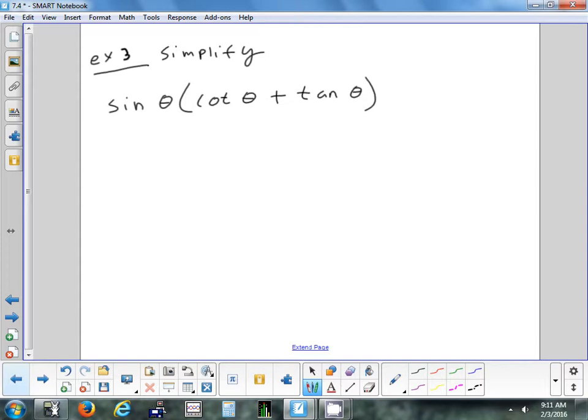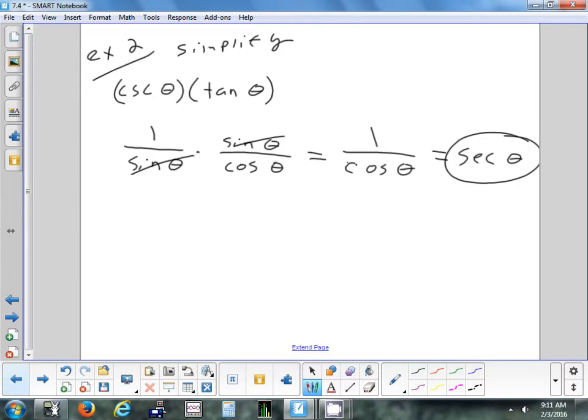With simplify, you don't really know where to stop. It's like, well, should I stop at 1 over cosine? Should I stop at secant? You don't know. That's why verify is a little bit nicer.